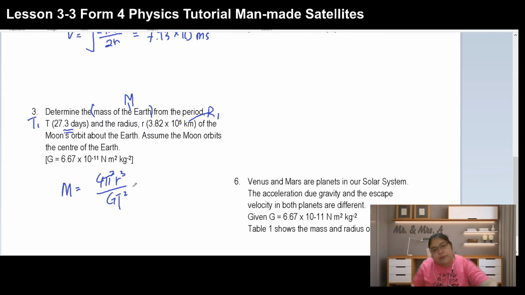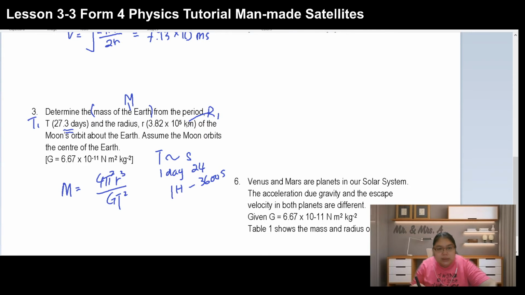So this is the formula to find the mass of the sun or the mass of the earth. So we can apply all the values. G we know already. For the time taken, help me to change this. T converts to seconds. 27.3 days converted to seconds. 1 day has 24 hours, 1 hour has 3,600 seconds. So you help me to convert, then you square it.